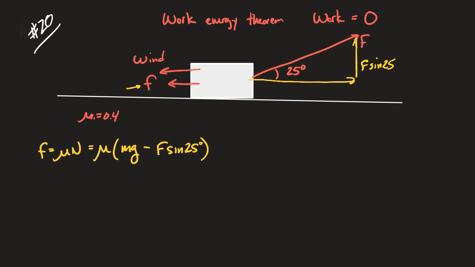So, with that in mind, here we go. The work done by me is F times 10 meters times cosine 25 degrees. This is the work done by F. Any question about that?